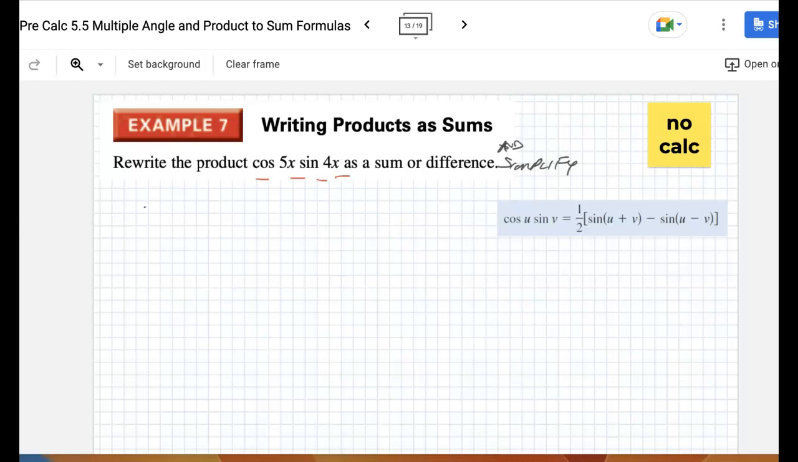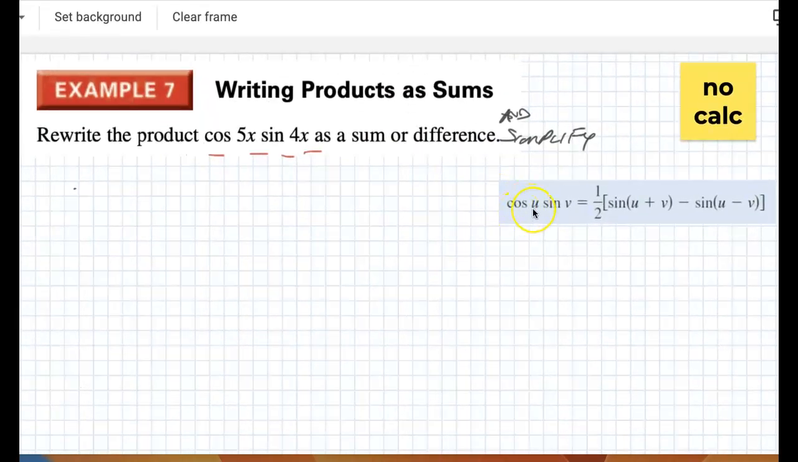Okay, the first one that we'll go through, this first type, is to rewrite a given product, cos 5x sine 4x, as either a sum or a difference. Okay, and then go ahead and simplify as well. So you would be given these formulas, and you would scroll through them, and you would notice, okay, I've got the cosine of something and the sine of something else. If I zoom in a little bit, you have that right over here. So the cos of something times the sine of something different can be simplified using that formula.